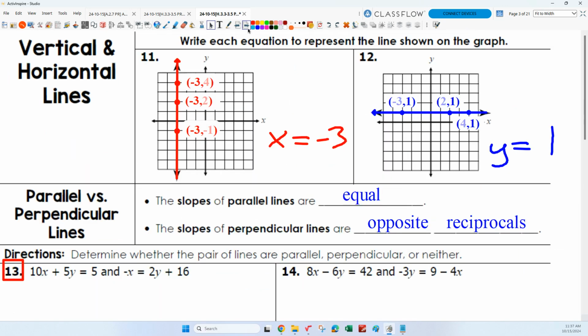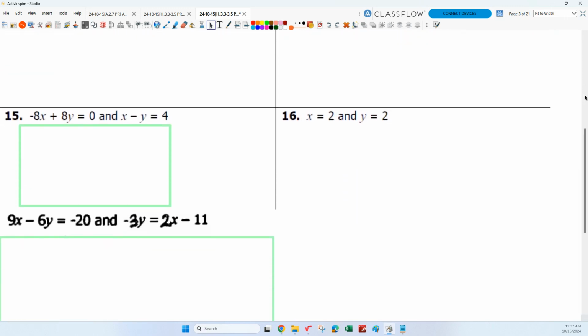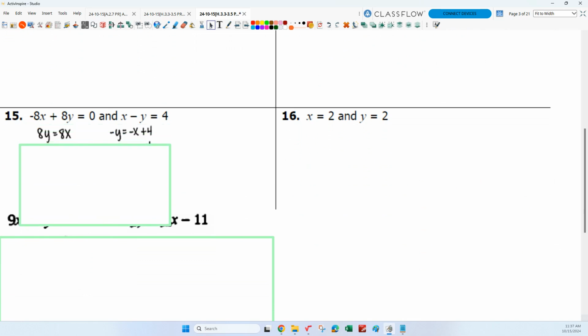Okay, let's try that. So negative 8x plus 8y equals 0. What are the steps to get y by itself? Add 8x. And then what? Divide by 8, and I get y equals x. So what's my slope? 1, because the coefficient of x is 1 there, right? Okay? So m is 1. What about the other line? What would I do?